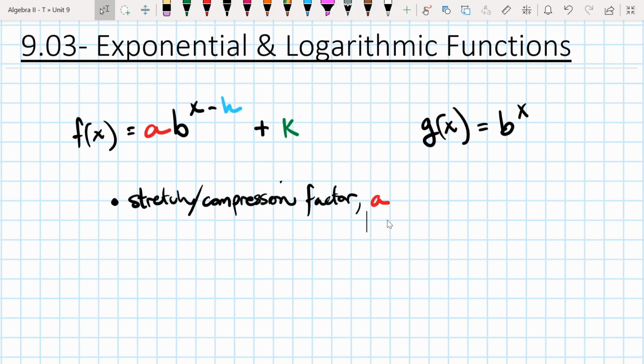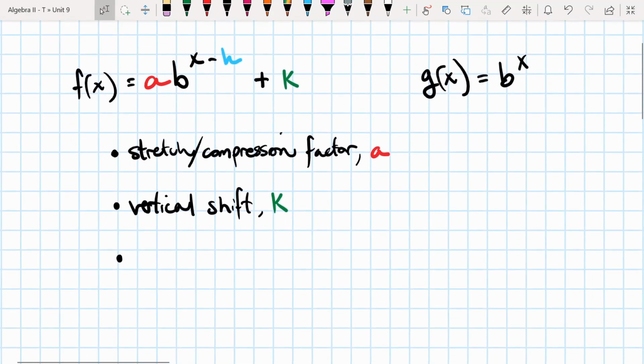If a is between 0 and 1, it's called a compression factor, and it would be compressed vertically by a factor of, it depends on what the number is, but if it was 1/2, it'd be compressed vertically by a factor of 2. Secondly, the k value on the outside indicates the vertical shift of our function. So the k value moves the function up and down. If k is positive, it moves it up. If k is negative, it moves it down.